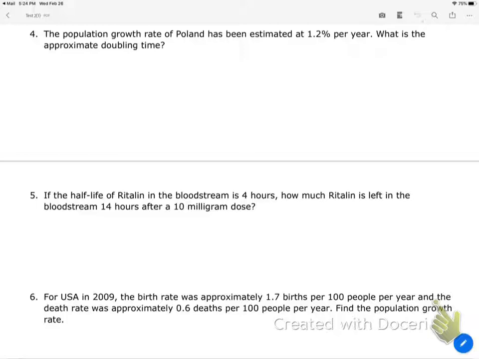Right, population growth rate of Poland, estimated 1.2. This is this. Remember, the doubling time, T double, equals 70 over 1.2. That's all it is. Put that in your calculator, and that will be the doubling time.